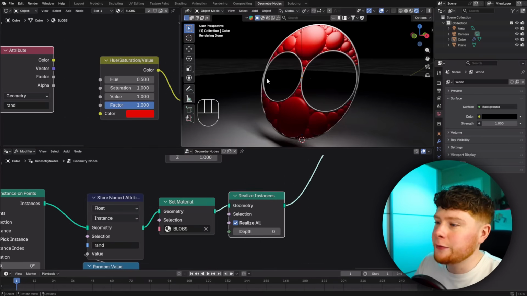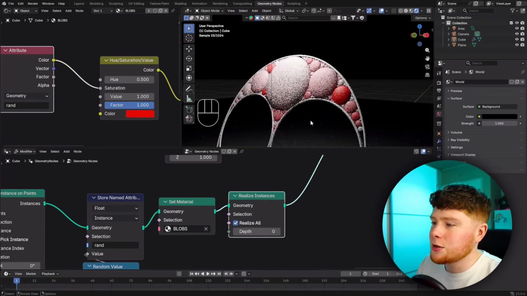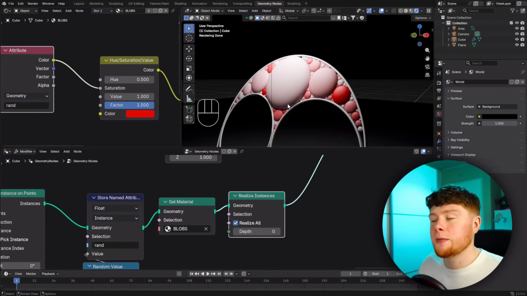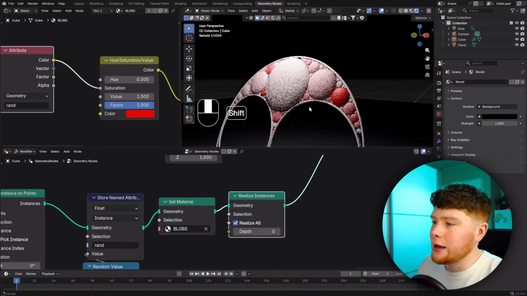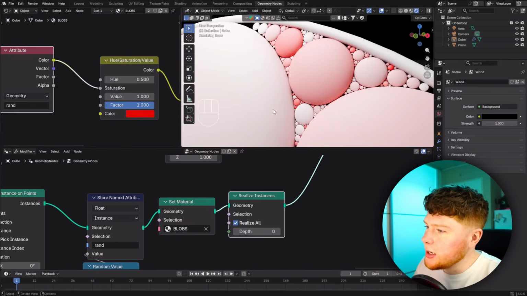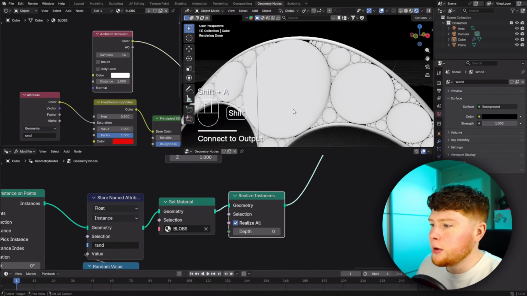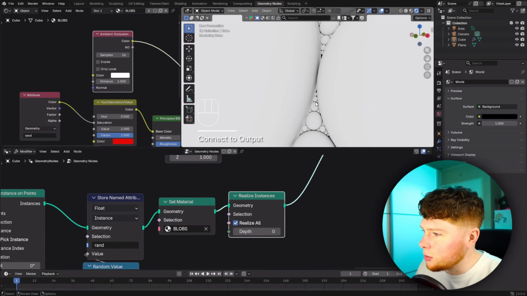I found that if you give each blob a random saturation, then you're getting quite a cool result, to be honest. And another thing that's going to give this object a little bit more depth, so to say, is adding in ambient occlusion. So contact shadows between these blobs. So if you do an ambient occlusion node and we preview this, then you see we're getting the contact shadows.